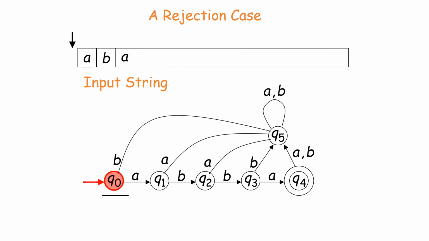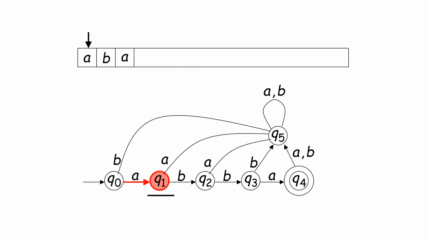Okay. So now we will see one rejection case. Here also we will take one sample string. We need to check from left to right only. First we need to start with A. In the diagram we need to start with the starting state Q0. Make use of A input. We are going to reach the state Q1. Next we are going to take the next input, that is B. Now we are in the state Q1. Make use of B transition. We are going to reach the state Q2.